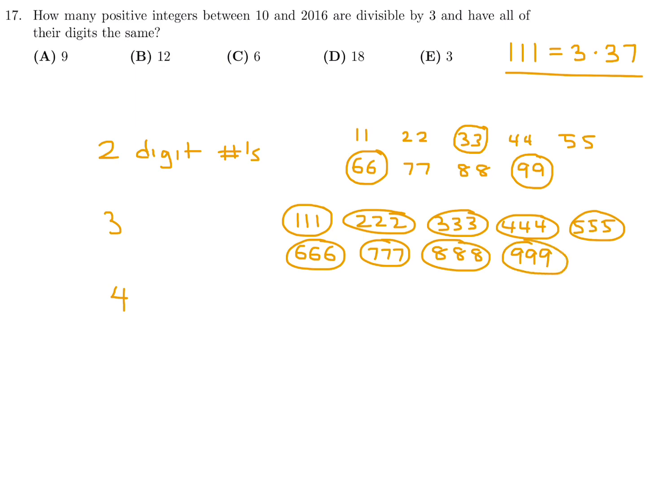Okay, that's great. Now let's look at the 4-digit numbers, and there's only 1111, because 2222 is outside of this range. Is this one divisible by 3? And the answer is no. So now let's count the ones that we have circled. 1, 2, 3, 4, 5, 6, 7, 8, 9, 10, 11, 12. So number 17, the answer is B.